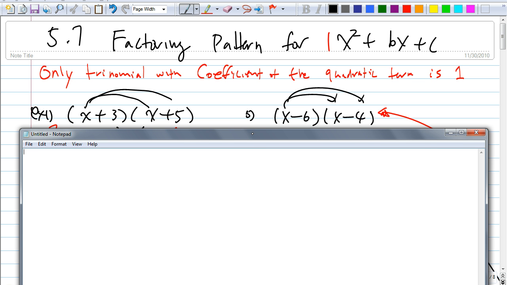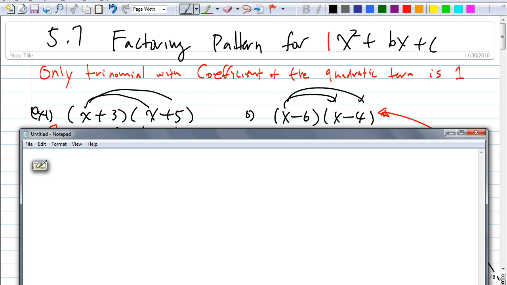First one, x plus 3 times x minus 5. The other one, x minus 6 times x minus 4. And we're going to try to look at the pattern. Show all your work, okay, because that's important. Multiply it out and let's see whether we see the pattern.